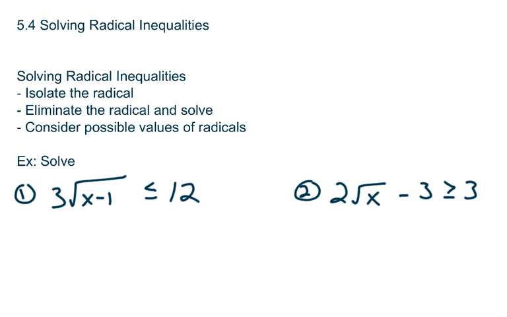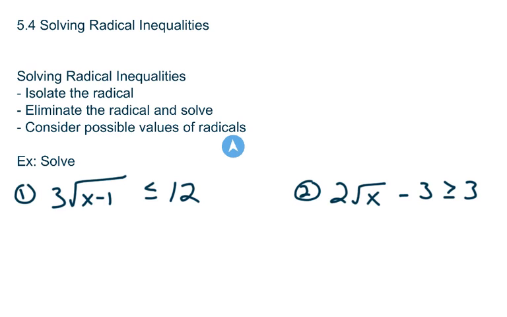Second part of section 5.4 deals with radical inequalities. The first part deals with radical equations. The second part deals with radical inequalities. Solving radical inequalities is really about the same method or same steps as solving radical equations. The only difference is this last step here.